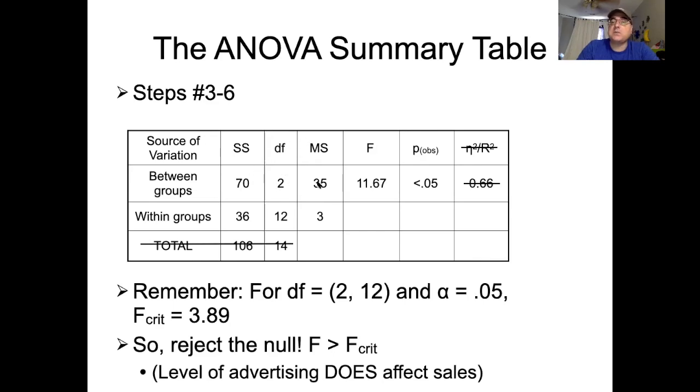70 divided by 2 equals 35. That's the mean squared between. 36 over 12, that is the sum of squares within over the degrees of freedom within, will give you the mean squared within, or the mean squared error. Putting 35 over 3 will give you the next column, the F statistic, which in this case is 11.67.